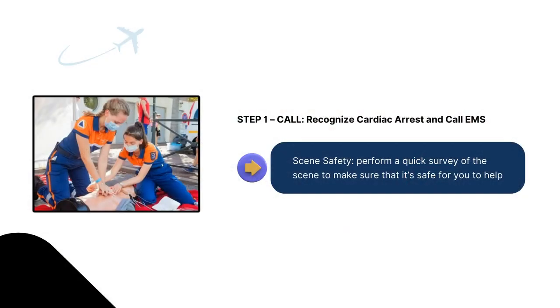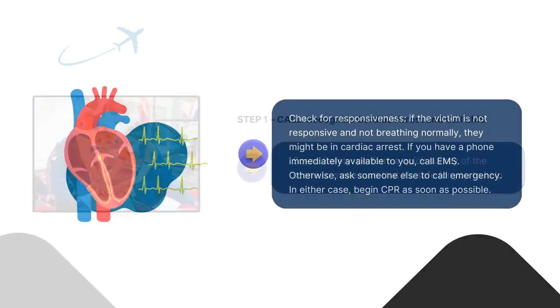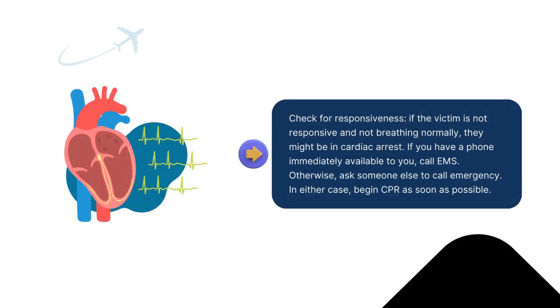Scene safety. Perform a quick survey of the scene to make sure that it's safe for you to help. Check for responsiveness. If the victim is not responsive and not breathing normally, they might be in cardiac arrest. If you have a phone immediately available to you, call EMS. Otherwise, ask someone else to call emergency. In either case, begin CPR as soon as possible.